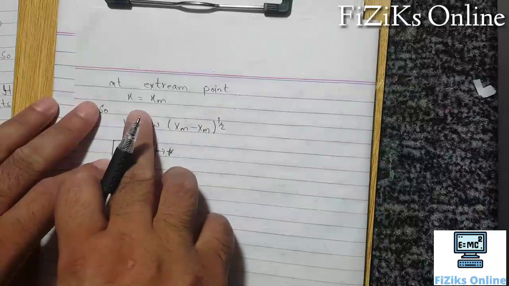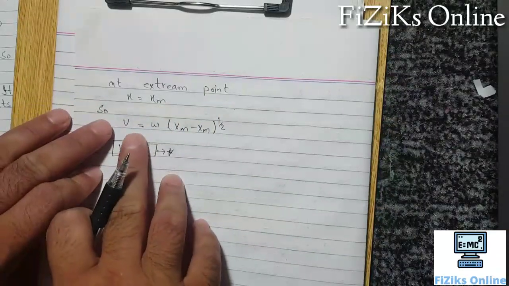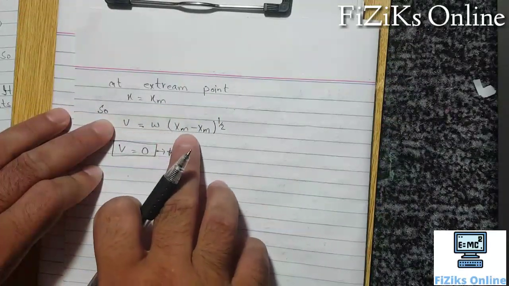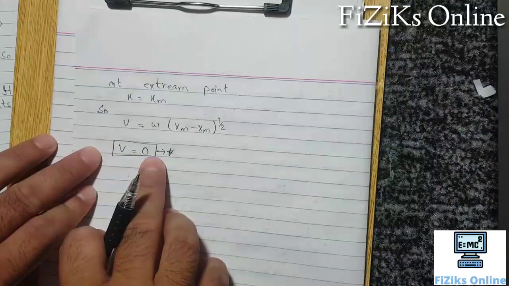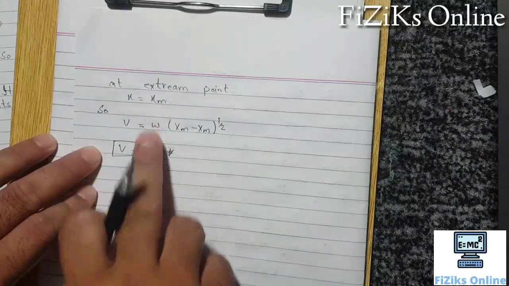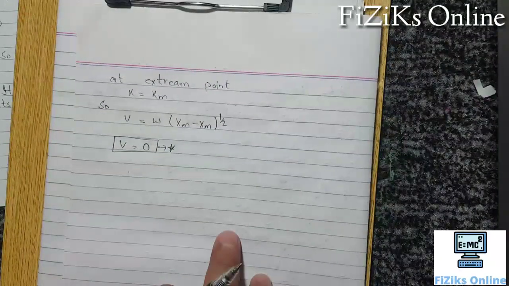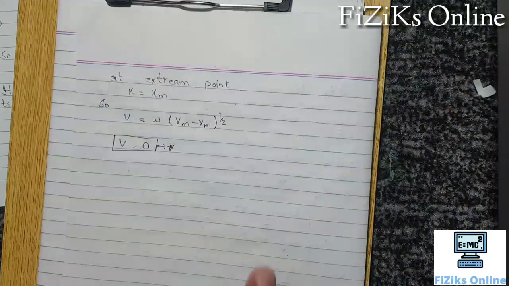At extreme point x equals xm, so v equals omega (xm squared minus xm squared) power 1 over 2. V equals 0 at extreme point. This was all about our today's lecture.